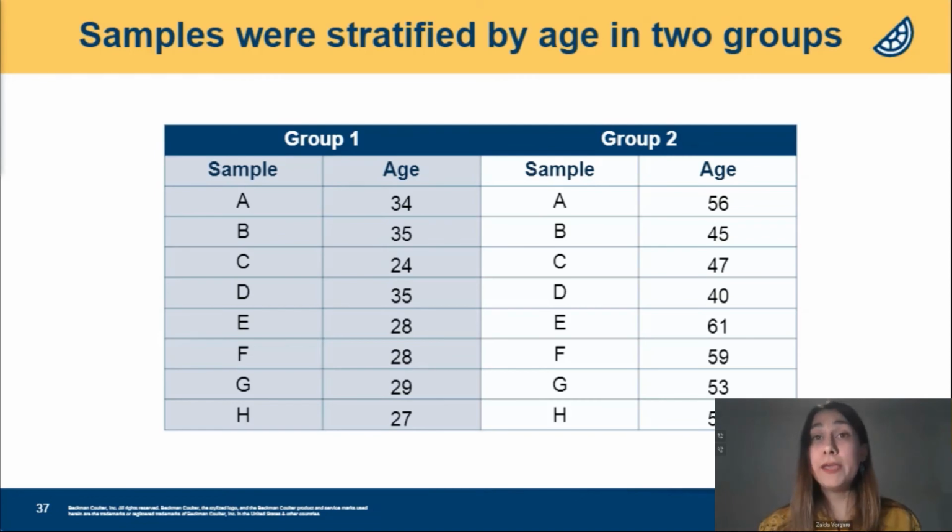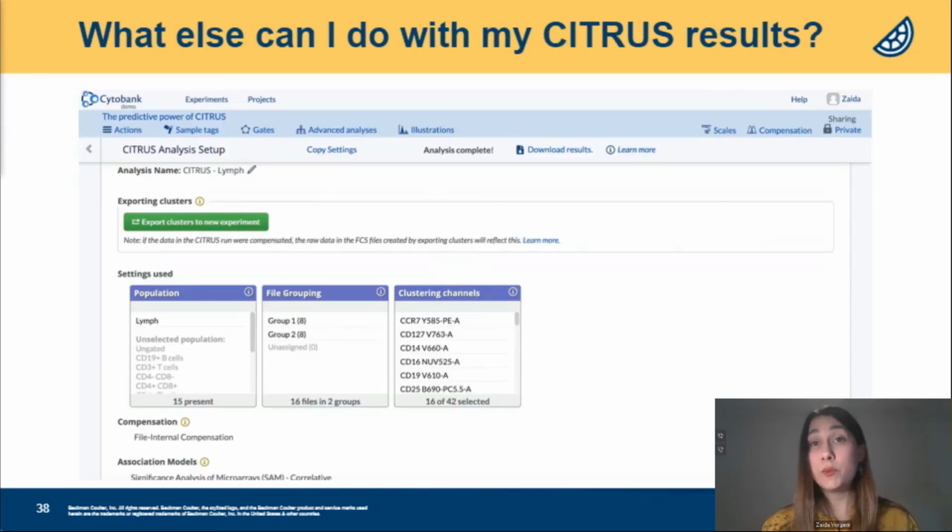So now that we have analyzed our case study, what else can we do with those citrus findings? Something that you can do, going back to the Cytobank platform, is export those clusters that are very important for us into a new experiment. And for that, we have to click here on this option that says export the clusters.